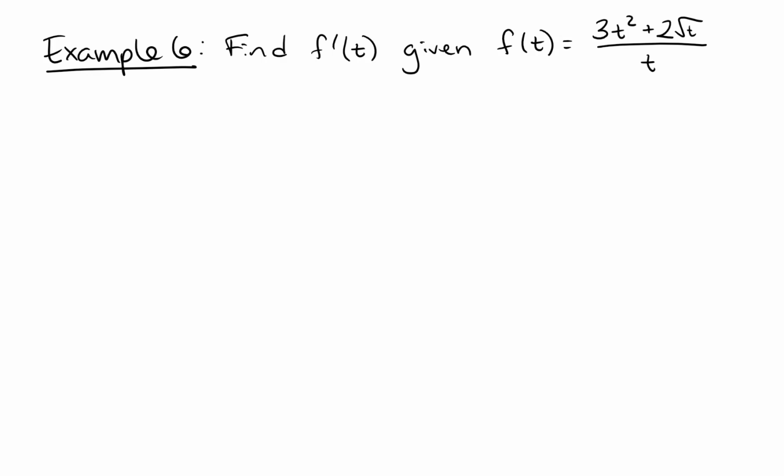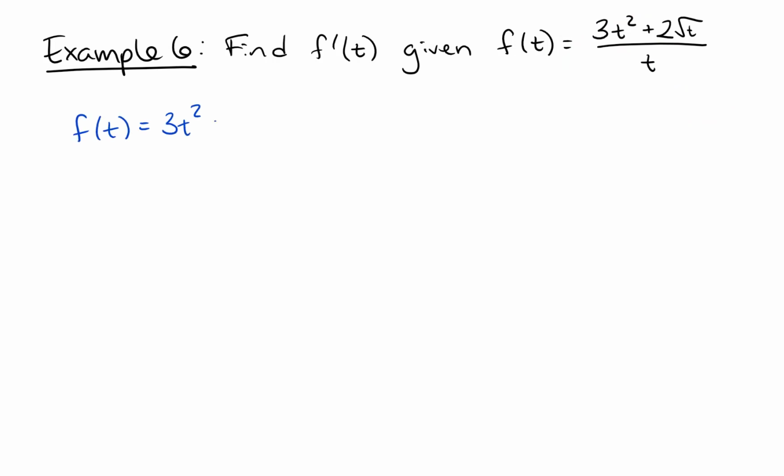All right, now we want to find the derivative f prime of t, given that f of t equals 3t squared plus 2 times the square root of t all over t. Now, upon first glance, this looks like a quotient rule problem, and we could very well use the quotient rule here. But upon closer inspection, notice that the denominator here is a single variable. It's a single term. That means that this entire expression would be pretty easy to simplify using algebra first. So we're going to go ahead and apply that strategy.